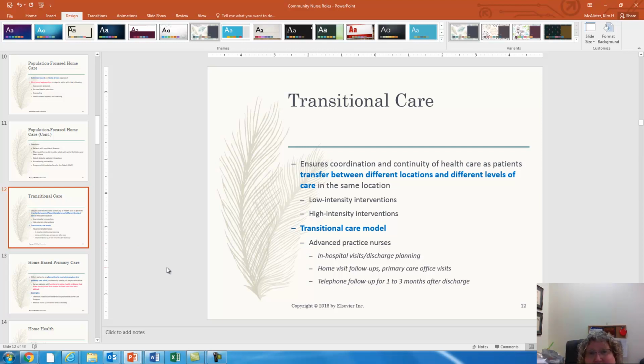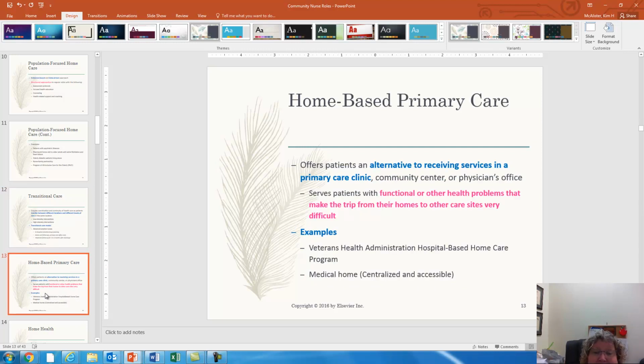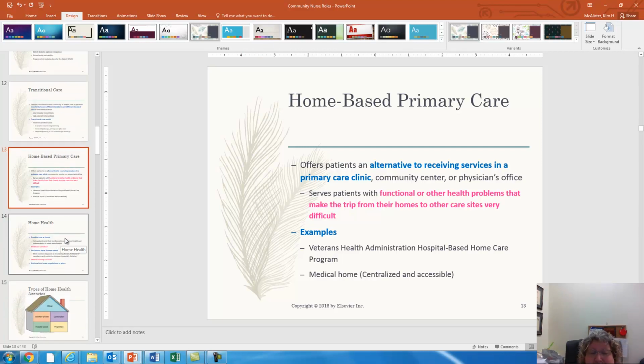And then after this patient is discharged from the agency, we're still going to follow up with them and see how they're doing. And so home-based primary care, as I said before, is an alternative to going into a primary care clinic and getting care. So they can have health problems that make it very difficult, or it may be an extreme anxiety issue, and so they cannot come in because of the anxiety involved. And places that do this are places like the VA. There are physicians under Medicaid.